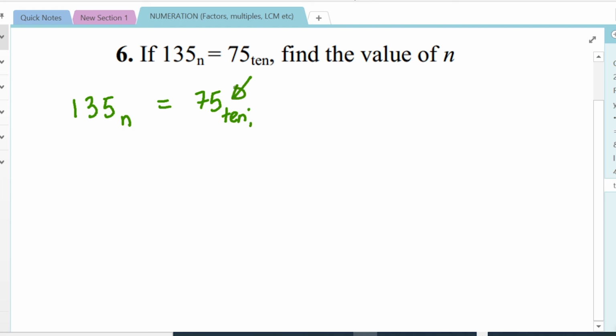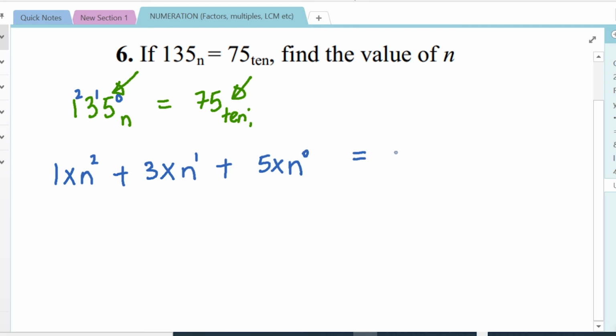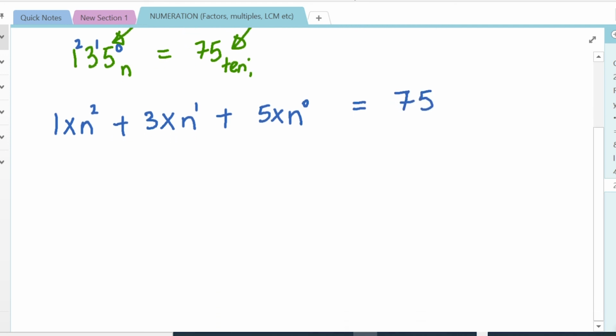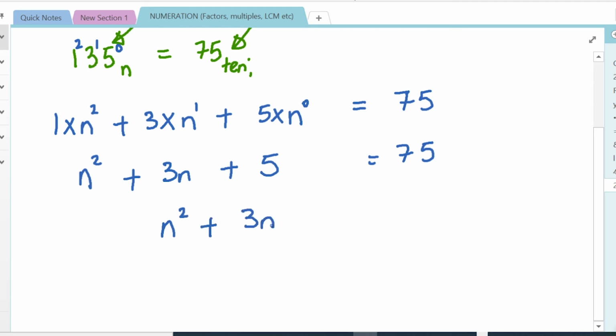This one is already in base 10, so let us convert that to base 10 as well. So let's assign the powers, that is power 0, 1, 2. So this is going to become 1 times n to the power 2 plus 3 times n to the power 1 plus 5 times n to the power 0 is going to give us 75. This is already in base 10, so there is no need to convert it. So this is going to become n squared plus 3n plus 5 times n to the power 0 is 5, giving us 75.